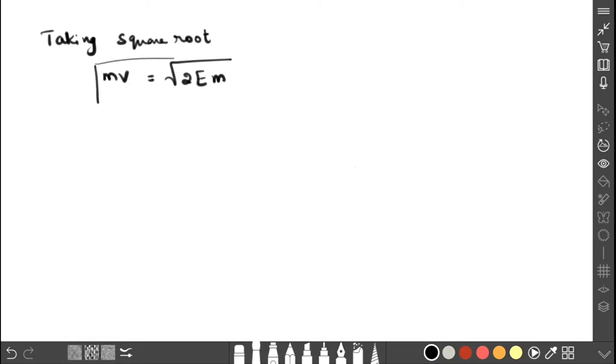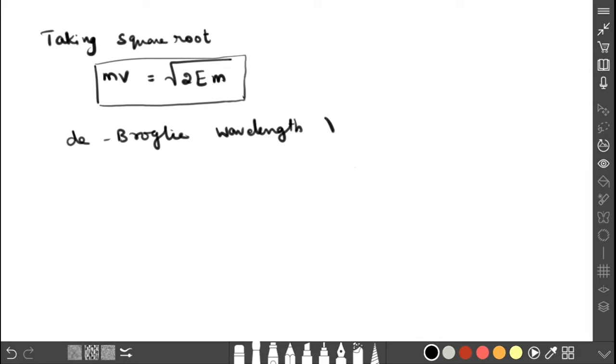What is the de Broglie wavelength formula? De Broglie wavelength, that is lambda, is equal to h by mv. Now I can substitute the value of mv here. So what is the mv? Which is root of 2Em. So lambda is equal to h divided by root of 2Em.